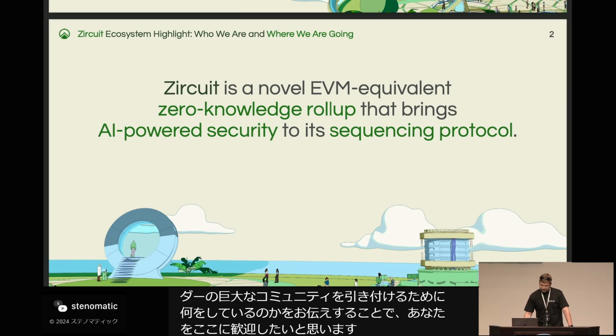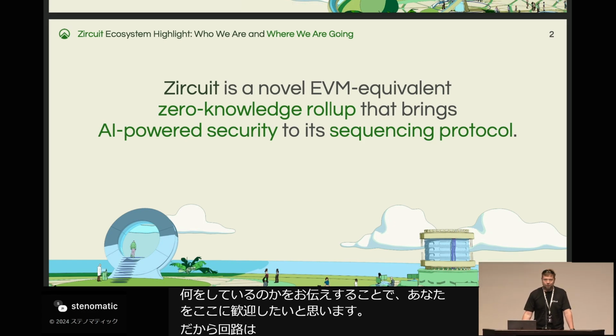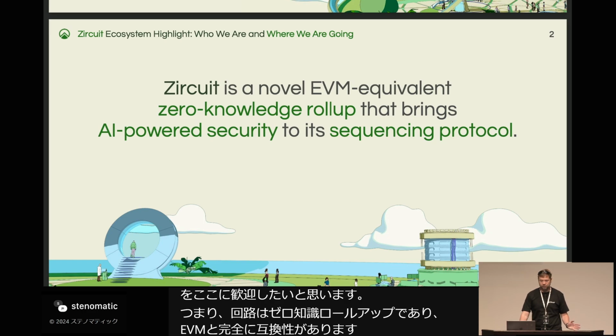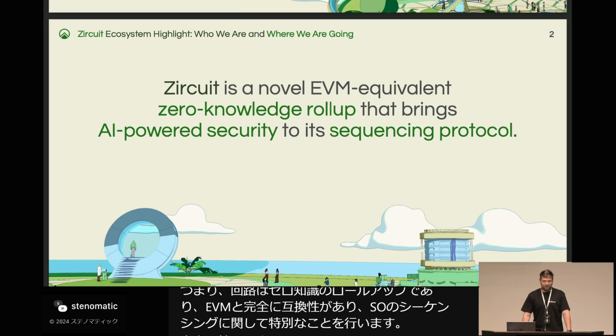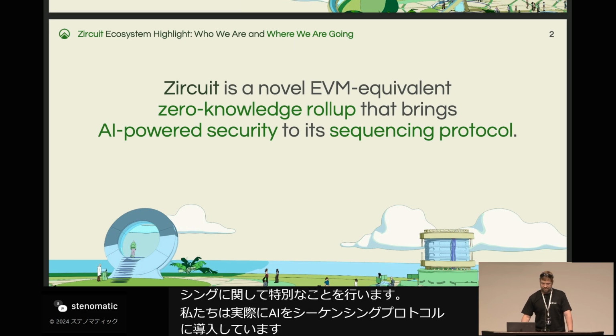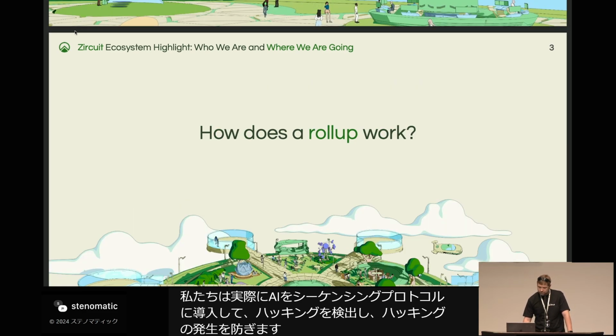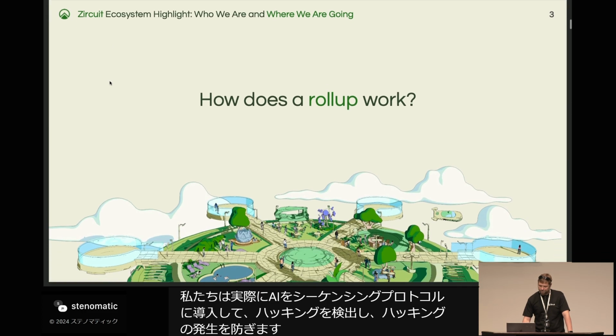So Zircuit is a zero-knowledge rollup, which is fully EVM compatible and does something special around sequencing. So we actually bring AI to our sequencing protocol to detect hacks and prevent them from happening. How we do that is this.